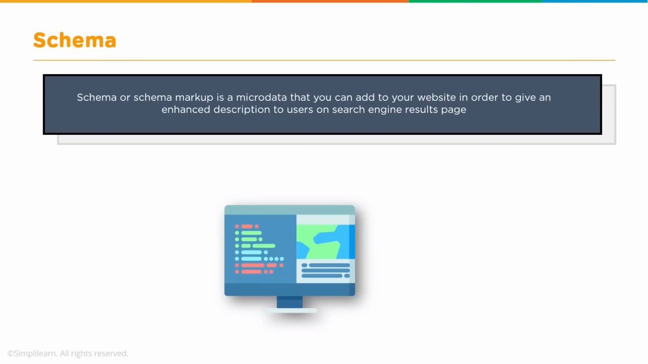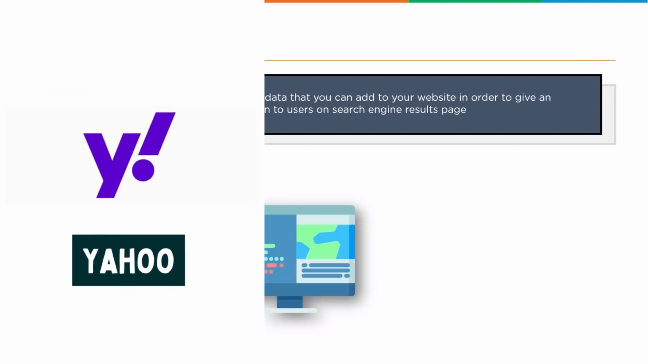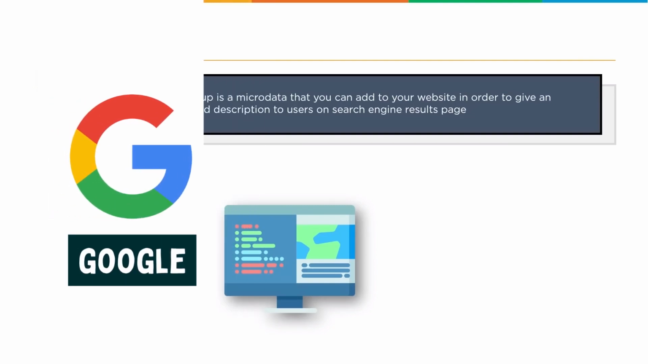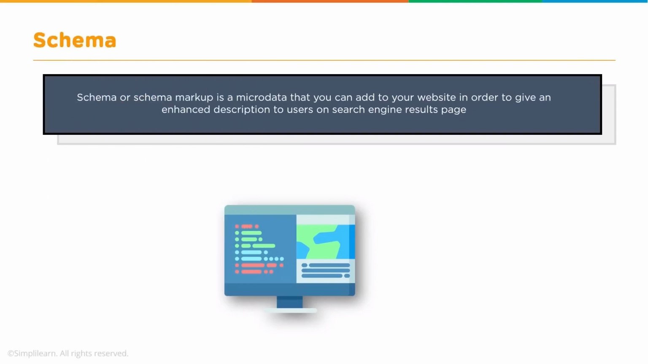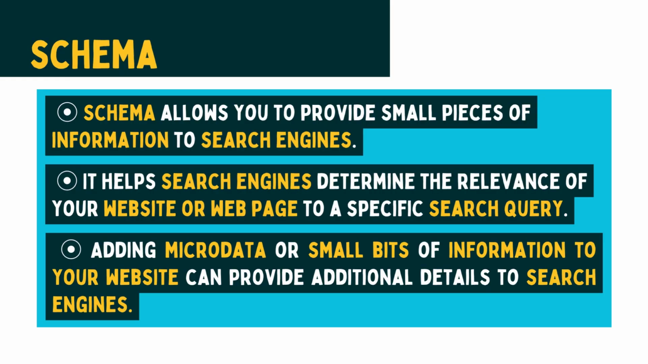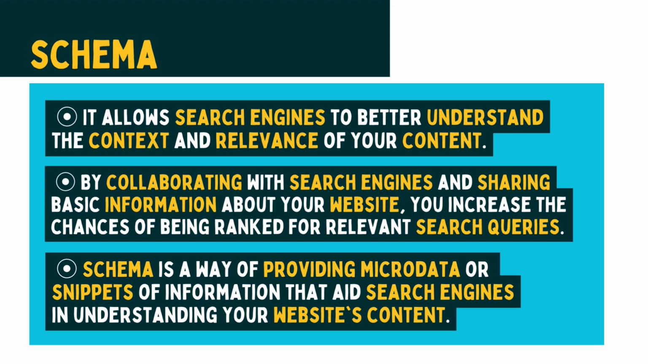Let's start by discussing Schema, which is a collaboration between major search engines such as Bing, Yahoo, Baidu, and Google. The main purpose of Schema is to help these search engines understand your website's content better. Essentially, Schema allows you to provide small pieces of information to search engines, which can help them determine the relevance of your website or web page to a particular search query. By adding microdata or small bits of information to your website, you can provide additional details to search engines, allowing them to better understand the context and relevance of your content.